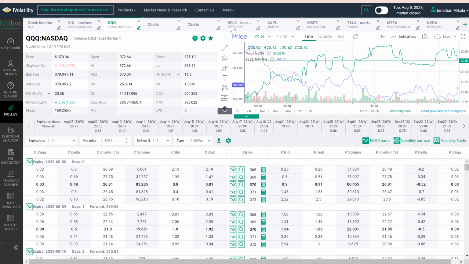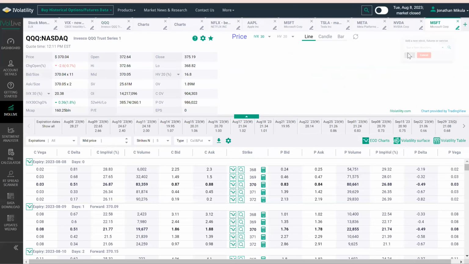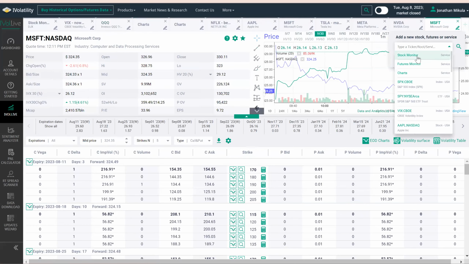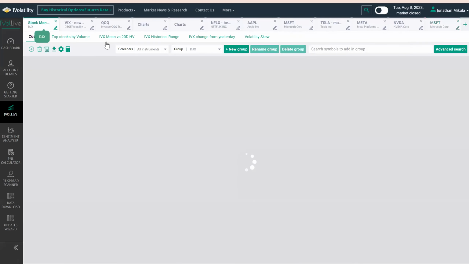But you can change and adjust, and then you can pull up new tabs either by popping in the ticker, so if you wanted, let's see, Microsoft, you could add Microsoft, and then also you can choose to add another stock monitor, which would be here, like doing a broad-based scan, or charts, or for our friends that trade futures, this is where you'd find additional tabs. So you can add tabs and you can manipulate tabs as you desire.